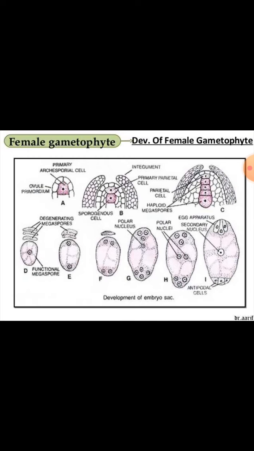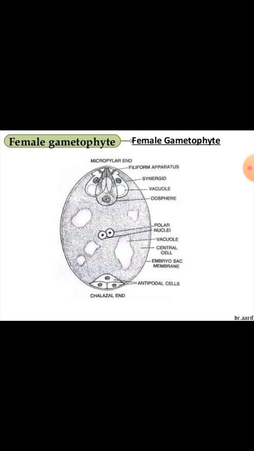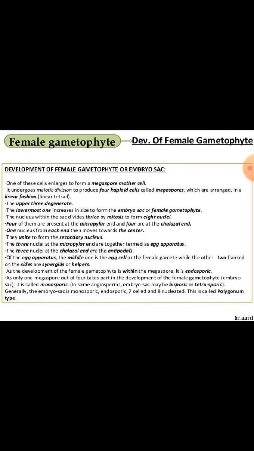Next one, female gametophyte, also called megasporogenesis. The process of development of megaspores from the megaspore mother cell is called megasporogenesis. This is the development of the female gamete, and the developed female gametophyte is also called the embryo sac.